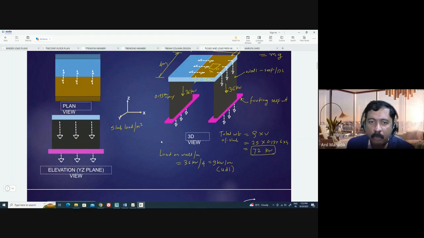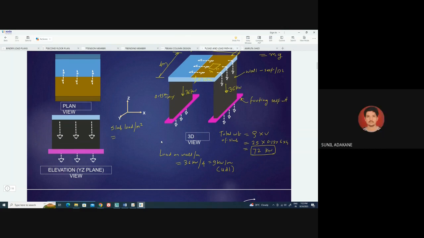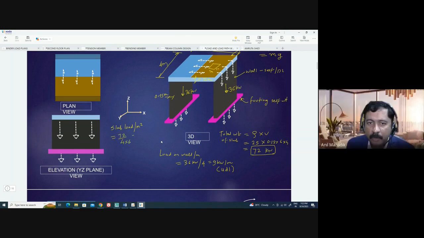If I ask you, yes. Sir, 72 divided by slab area. 4 into 6, 3 kilonewton per meter square. Okay. Now, as generally in structural engineering, we are dealing with per square meter loads, means 1 by 1 meter panel. So this is one method. You will calculate the total load and will divide by the area.